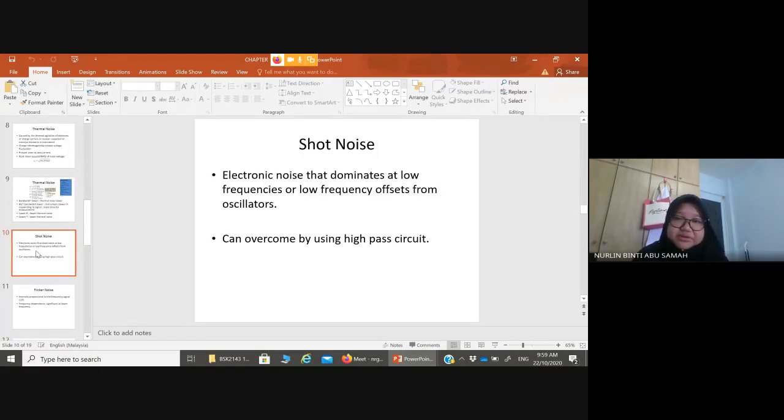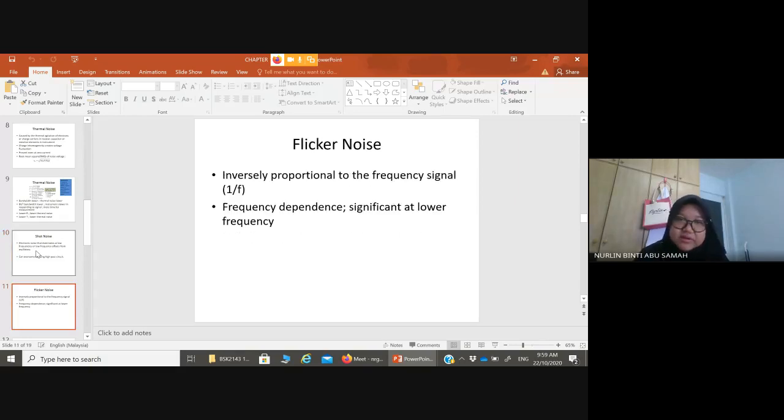Now let's look at shot noise. Okay, this is the flicker noise, electronic noise that dominates at low frequency or low frequency offsets from the oscillators. Flicker noise is inversely proportional to the frequency of the signal, 1 over f, and it always occurs at the baseline, during offset.